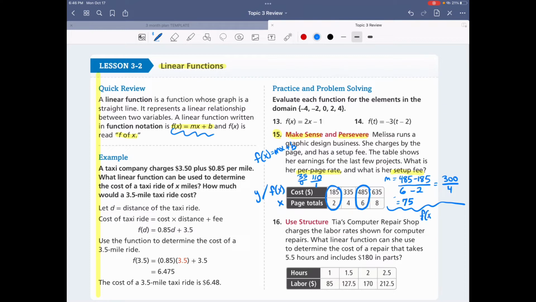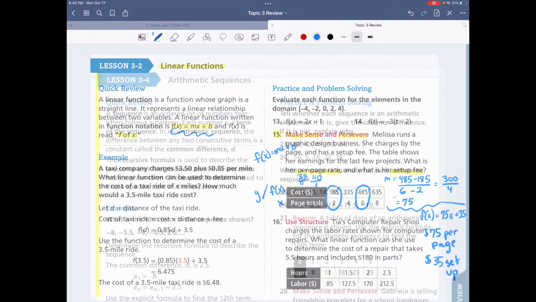So f of x is equal to 75 per page, so that's 75 times x, plus a $35 setup fee. See how putting it into this equation answers the real world question. So it's $75 per page. It's a $35 setup fee. And that's that problem. And you may have one like that on the test. That's why I'm going over these specific problems.